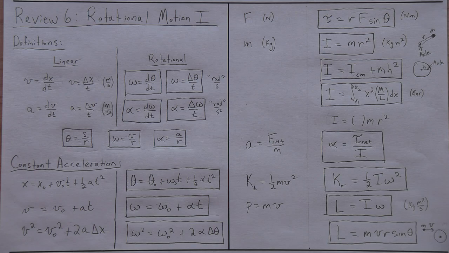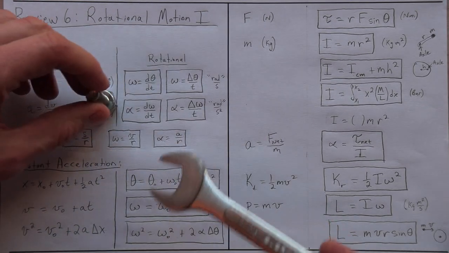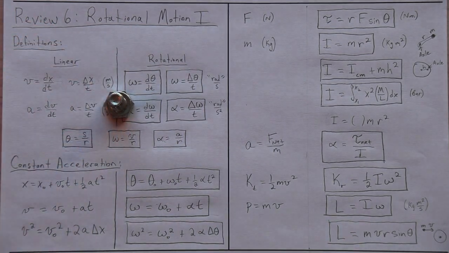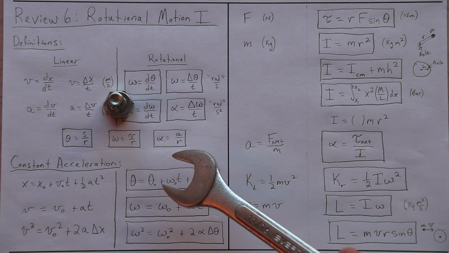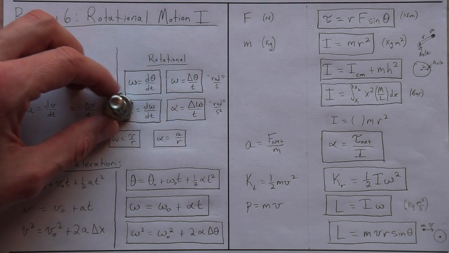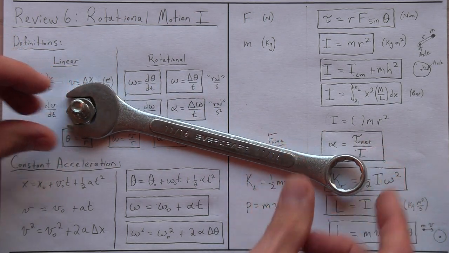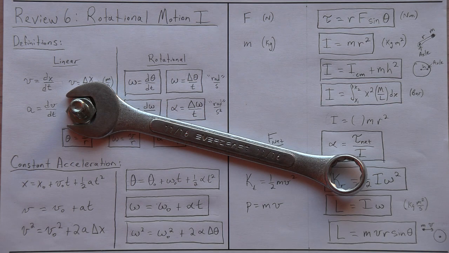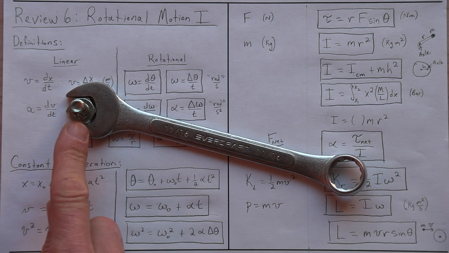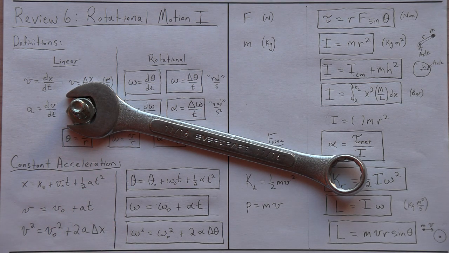Let me show you the logic behind that formula. So I've got a bolt here, and I want to turn that bolt. It's screwed into something, obviously. So I get a wrench, and I put it onto the bolt like this. Now, I need a torque. I need a turning force on this bolt here. So I've got to, first of all, push on the wrench. But I can't push on it any way.